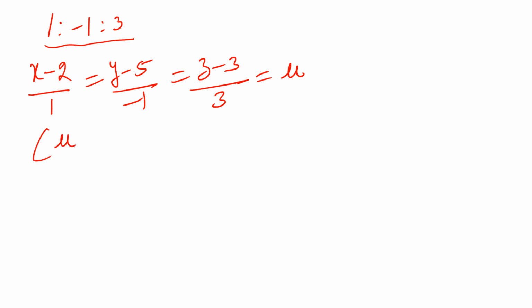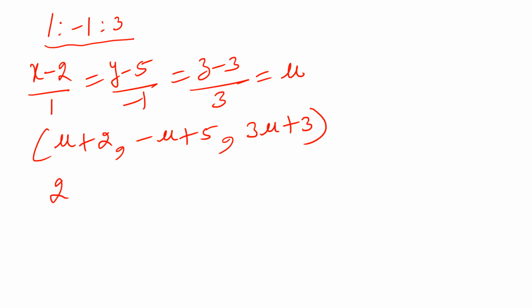So they become mu plus 2, minus mu plus 5, 3 mu plus 3. Now this particular line is intersecting with another plane L2, and the equation of L2 is given as 2x minus y plus z equal to minus 4. So to find the coordinates of the point of intersection, that is R, you will be just substituting these general coordinates in the equation of the plane L2, right?